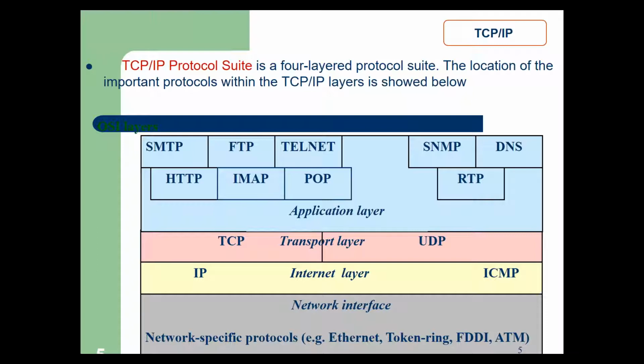For example, RTP, the voice packets we transfer over the internet, might be using UDP, and IMAP, FTP, Telnet, or HTTP might be using TCP. But they are all using the IP header at the internet layer, and below that, at the network interface, we have Ethernet, token ring, FDDI, or ATM. I think these protocols were also covered in previous lectures.